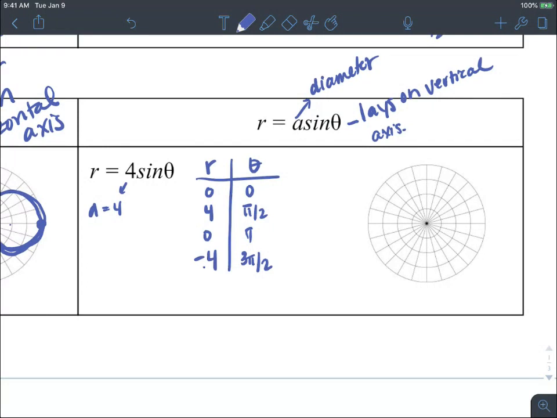Okay. So at 0, I am 0. At pi over 2, I go up 1, 2, 3, 4. At pi, I am back to 0. At 3 pi over 2, I'm going -4, so I'm back at this point. So I have a circle that looks like this. Okay, so it just starts repeating itself after pi units.